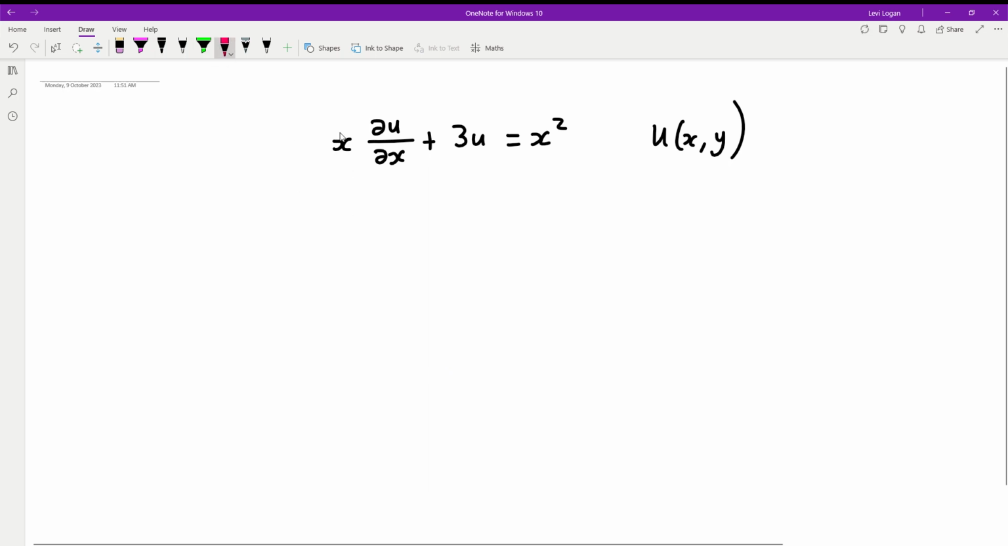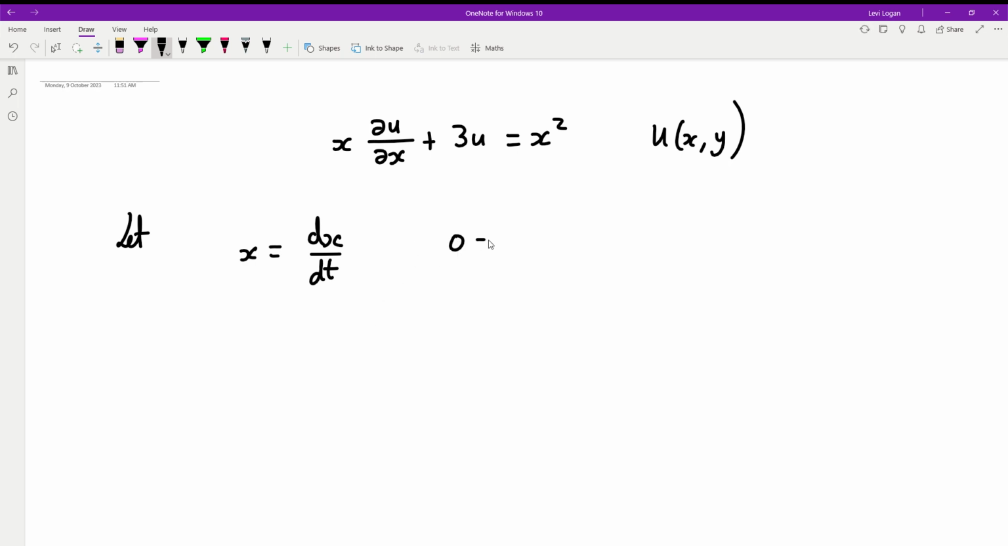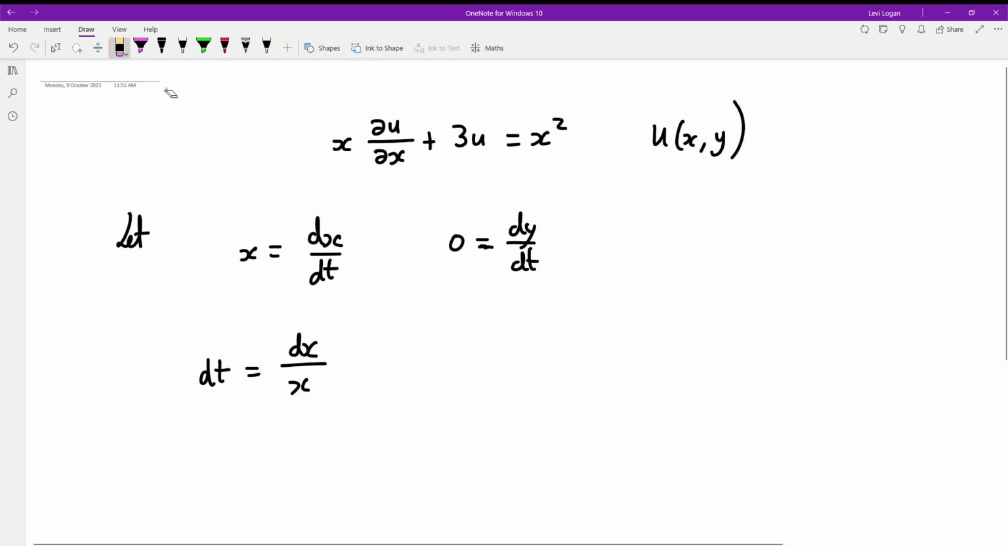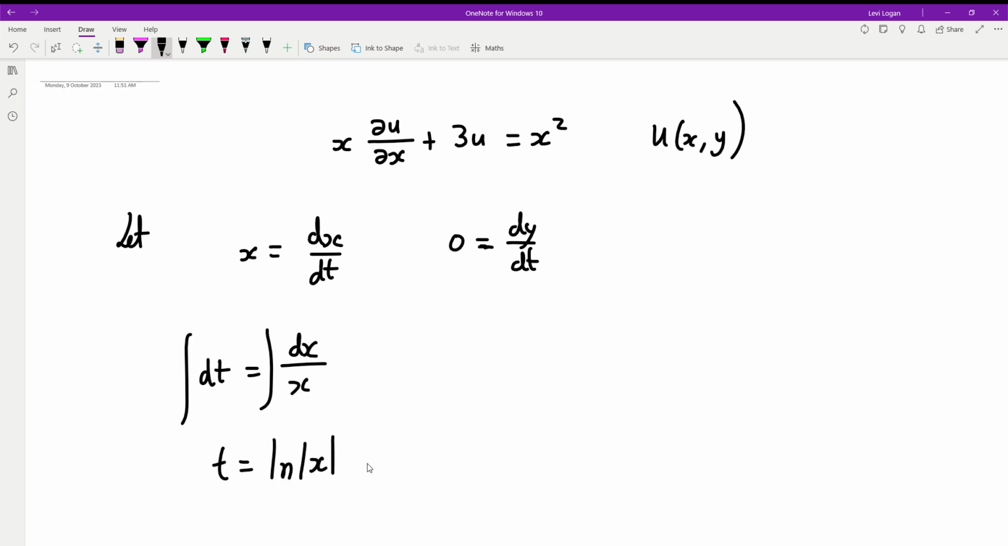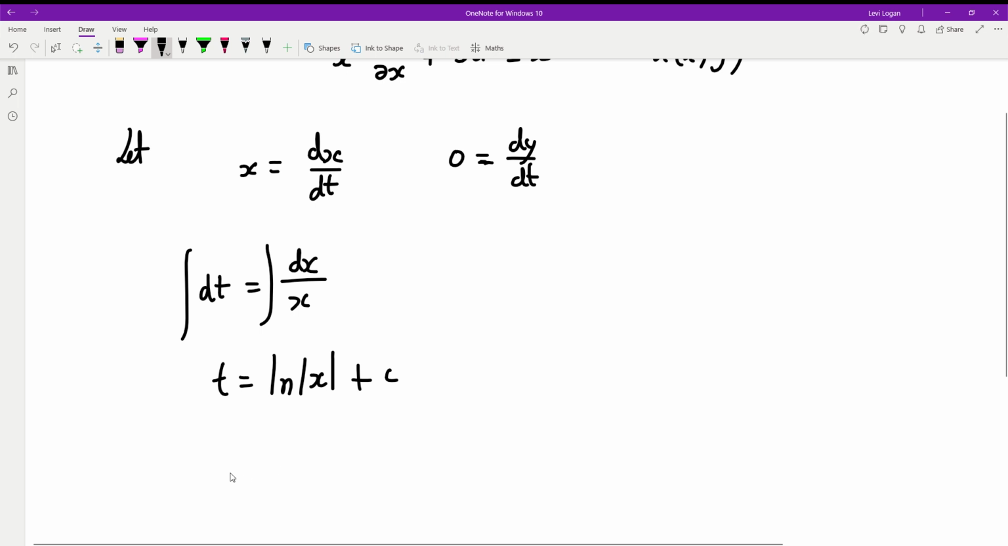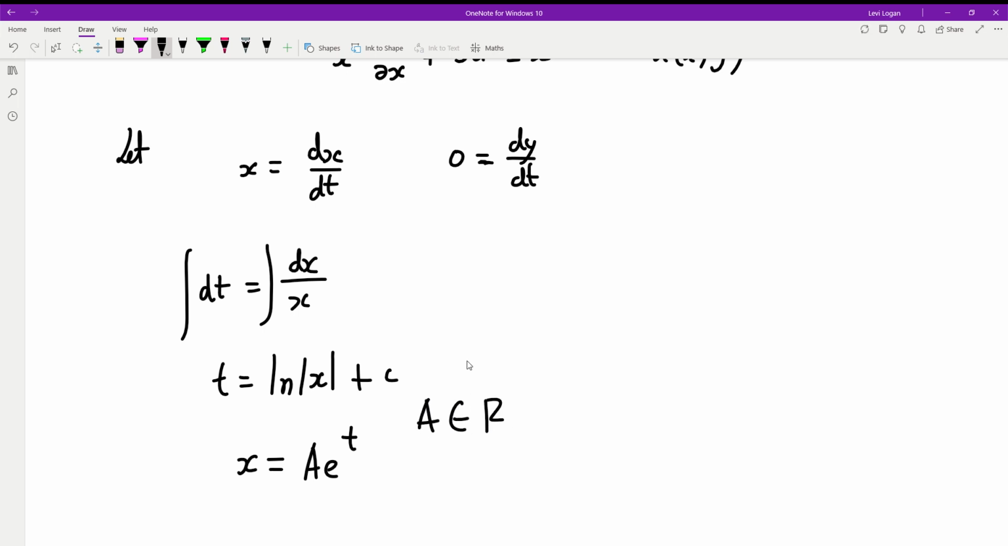So what I'm going to do is rename a couple of things. Let dx/dt equal x, where t is a new parameter I'm introducing, and let dy/dt equal 0. Okay? So if I do this, I'm going to integrate with respect to x, so I'm going to move the dt up there, so dt equals dx on x. If I integrate both sides, I'm going to get that t is equal to the natural log of x plus c. Now I'm going to rearrange it to make x the subject, so x is equal to a e to the t, where a is a constant and this c is a constant.